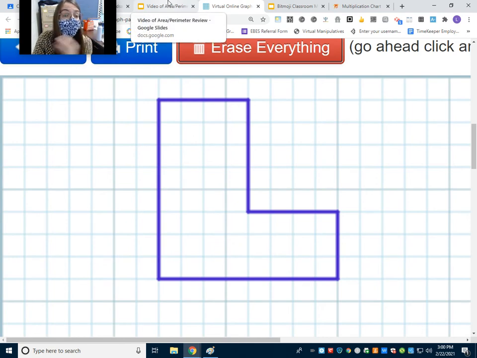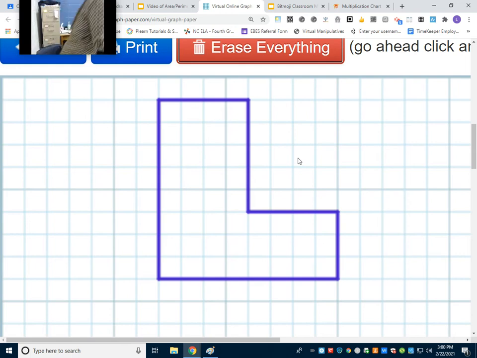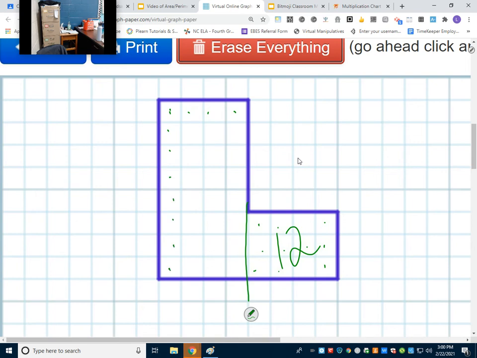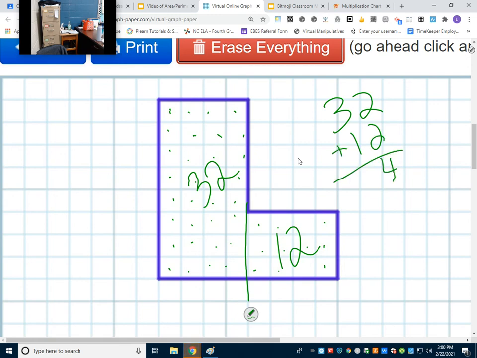Now, since area is an array and it's just the tiles that cover a surface, since I have the tiles, I can just count them. Okay, so if we want to count them, let me break it up to make it a little easier. I know this is 1, 2, 3, 4. So 3 rows of 4 is a total of 12. And here I have 1, 2, 3, 4, 5, 6, 7, 8. And I know 4 times 8 is 32. Or I could simply have counted all of the squares on the inside to see that this is 32, this is 12, so 32 and 12 come to make 44.